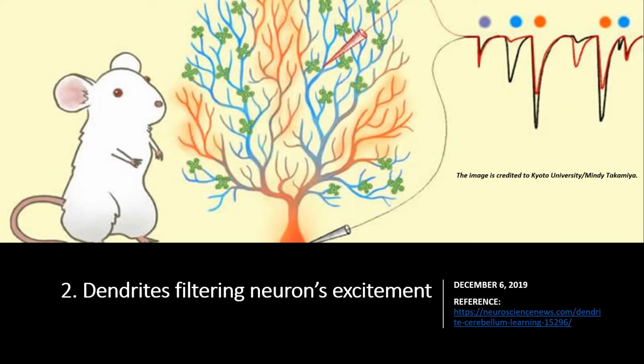Our second topic is dendrites filtering neurons' excitement. This paper found out that the Purkinje cells can modulate and filter incoming signals. The findings shed new light on learning mechanisms within the cerebellum.